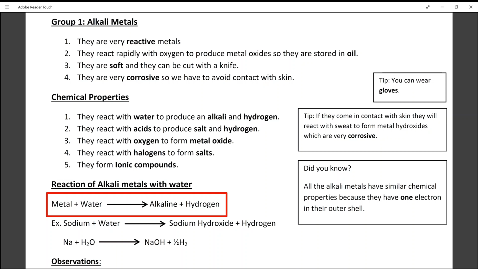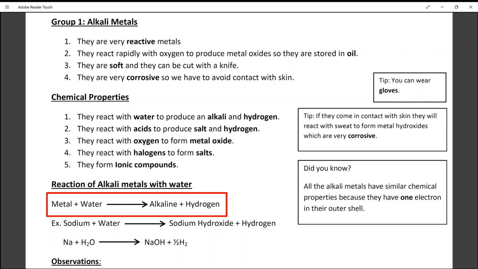First of all, alkali metals are very reactive metals. They react rapidly with oxygen to produce metal oxides, so they are stored in oil. When we store them in oil, we avoid them coming in contact with oxygen, so they do not react with it. They are soft. We can literally cut them with a knife.